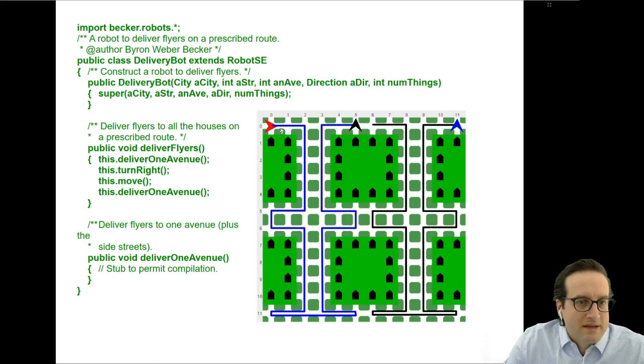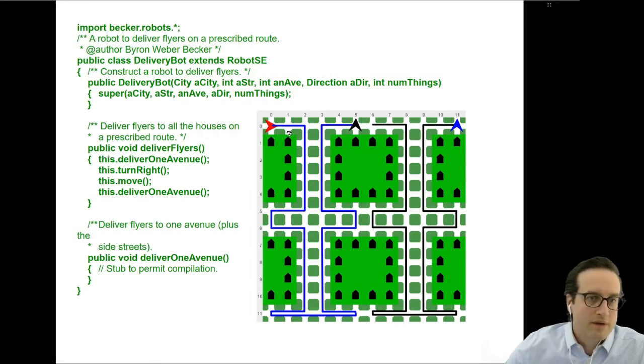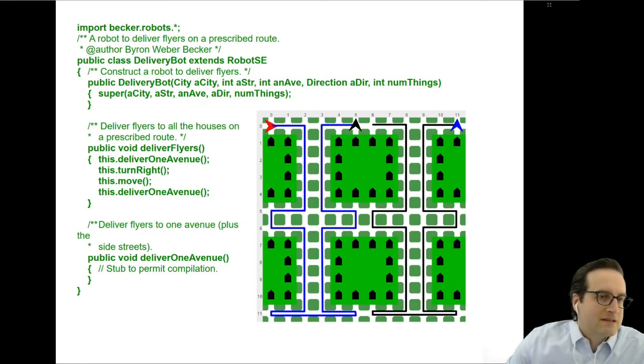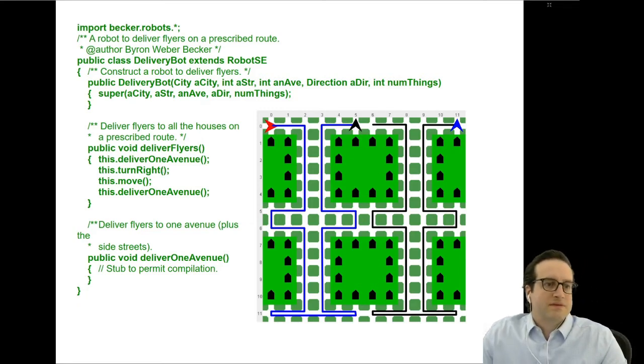So we see that delivering to this street and delivering to this street, it's the same. They're the same instructions. So we could break the problem into two halves. So do this street and then do this street. So in the code, what this looks like is deliver to one avenue, then we're going to turn right and move, and then deliver to the next avenue. So that's how we've kind of fleshed it out in this method called deliver flyers.